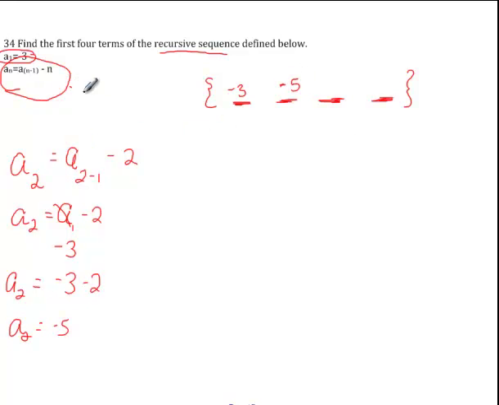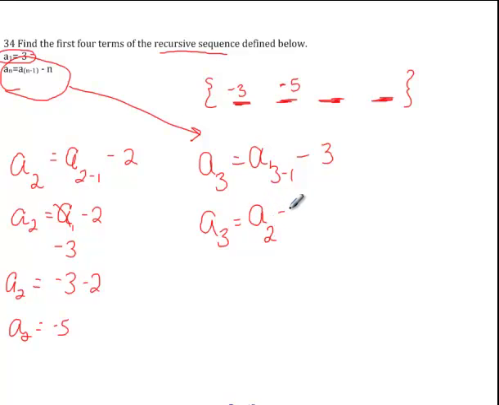All right. To find my third term, a 3 minus 1 minus 3, because n now is 3. My third term is found by taking my second term and minusing 3. So my third term is -8.